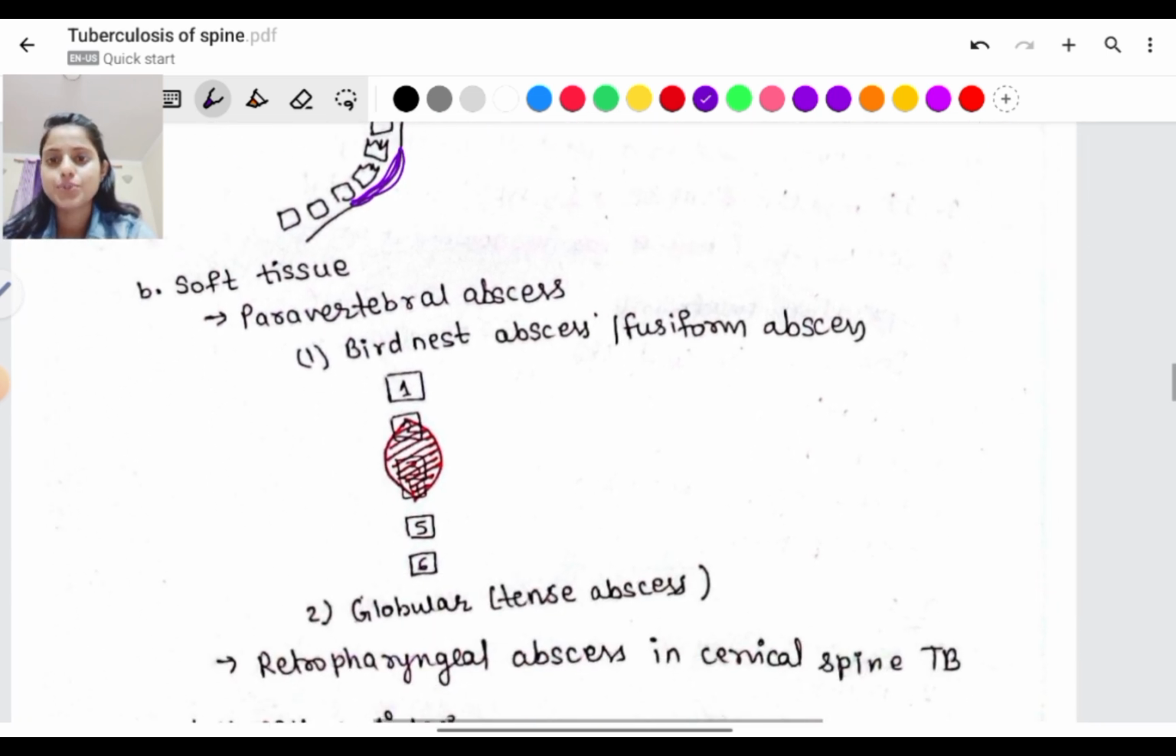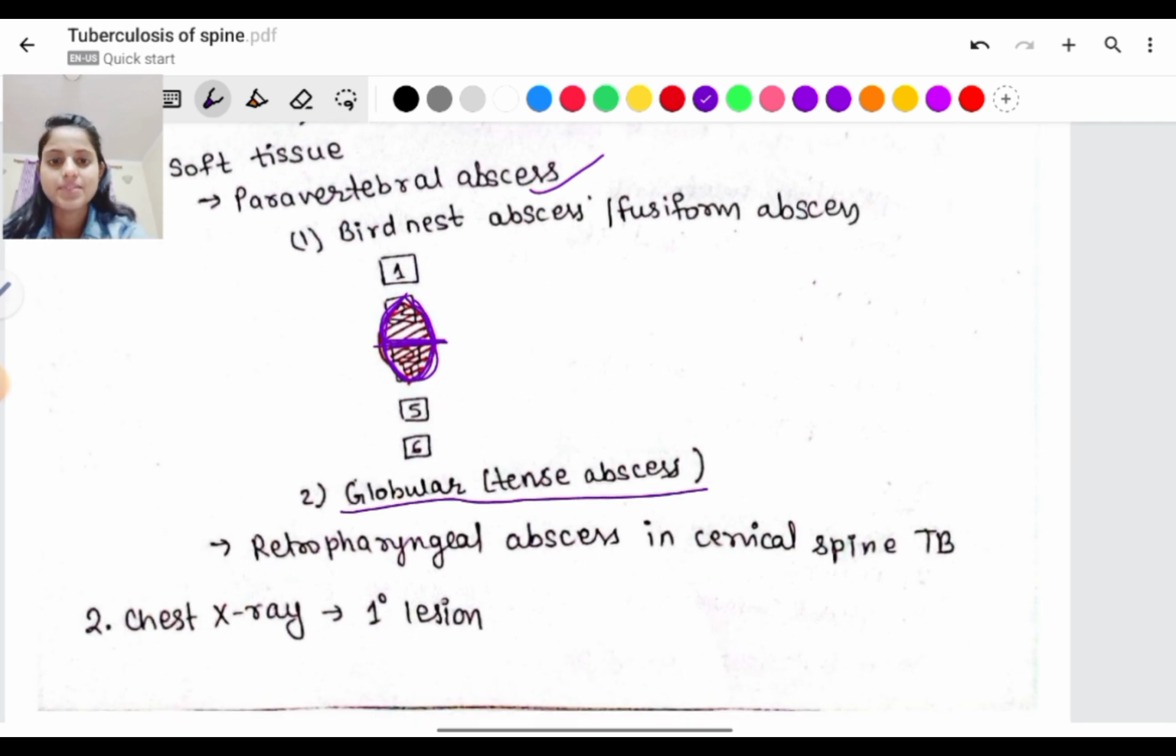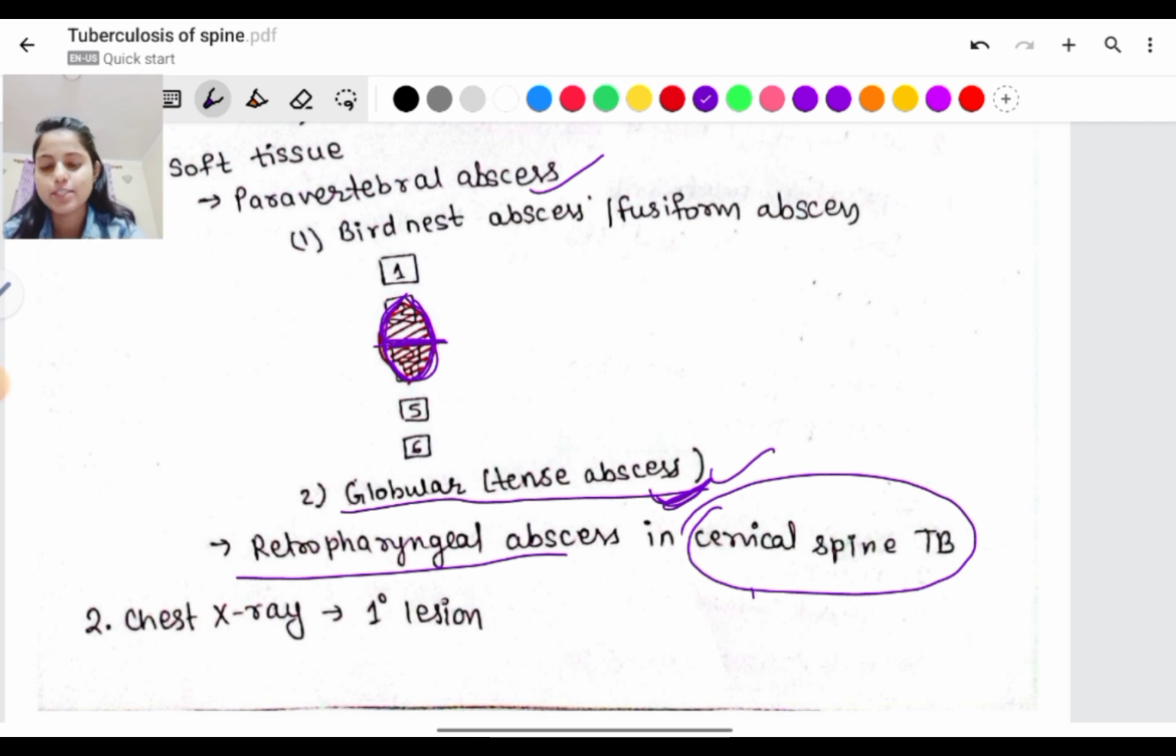In soft tissue, we see the paravertebral abscess, bird nest appearance, fusiform abscess, in which the length is greater than the width. There is also the globular tense abscess, in which the width is greater than the length. It indicates pus under tension and is associated with paraplegia. There will be a retropharyngeal abscess if there is tuberculosis of the cervical spine. And we do a chest X-ray to see the primary lesion.